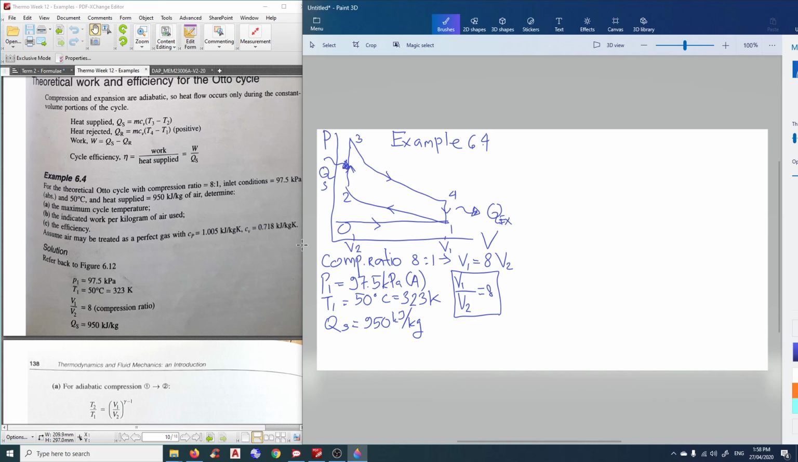Let's have a look. Question A: what is the maximum cycle temperature? The maximum cycle temperature will occur not at point 2, but at point 3 after the heat is supplied. So we need to find T3. I'm just going to write here, the maximum cycle temperature is T3, T max.